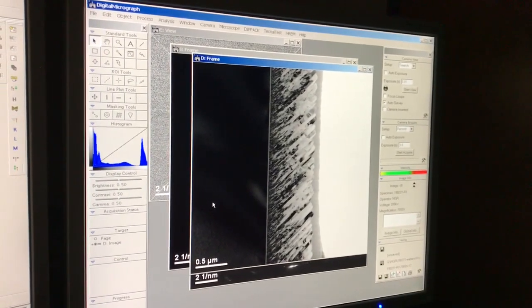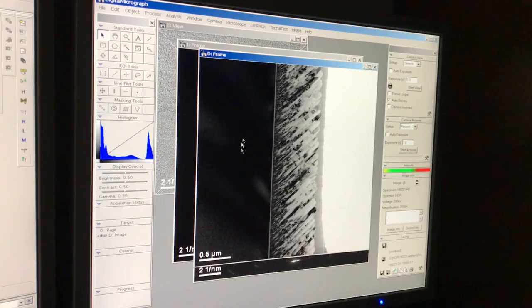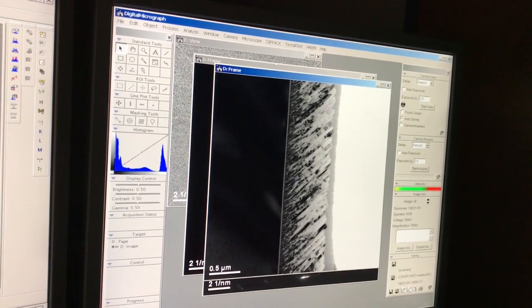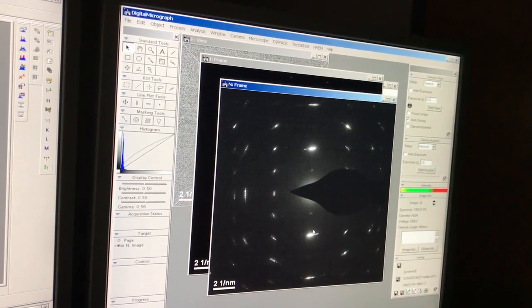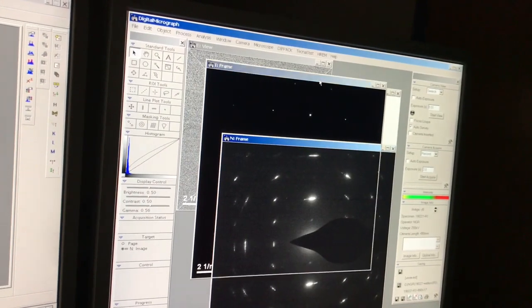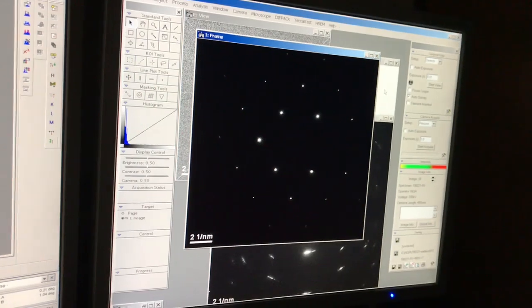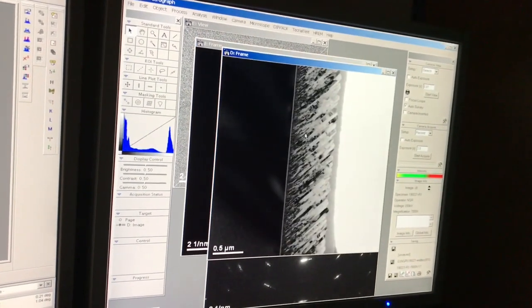So this was my original bright field image. And so we isolated a diffraction pattern from here and from here. And so that was from the substrate, that was from the film. So now the last thing you need to do is you need to establish the proper orientation relationship between the diffraction pattern and the image.